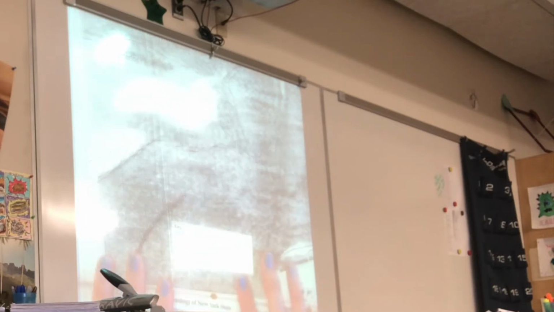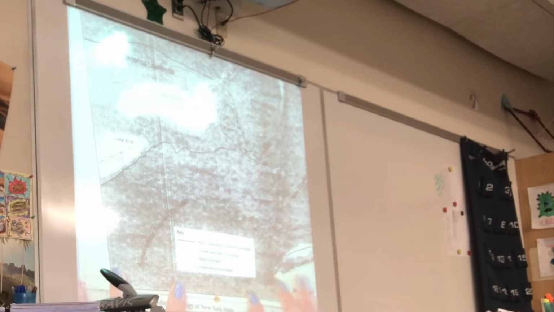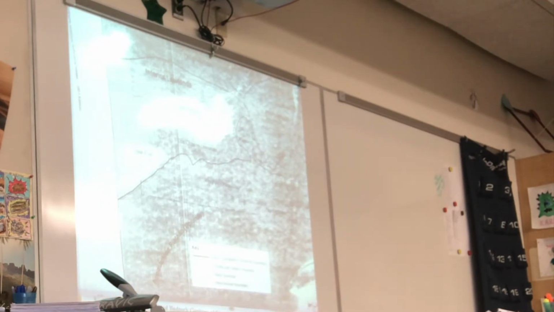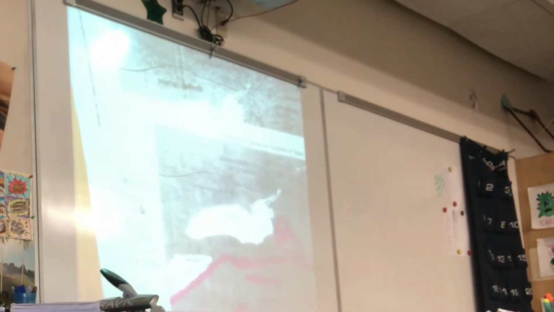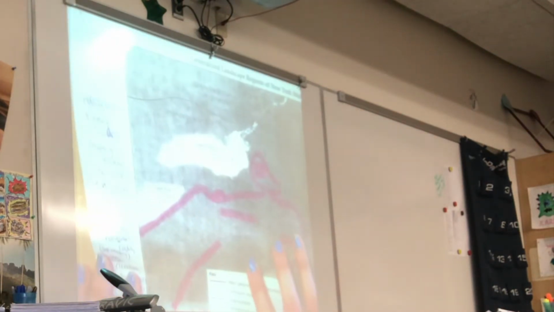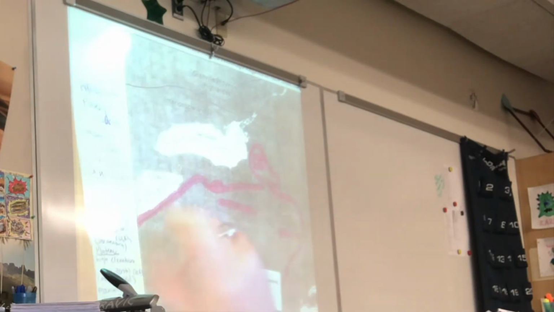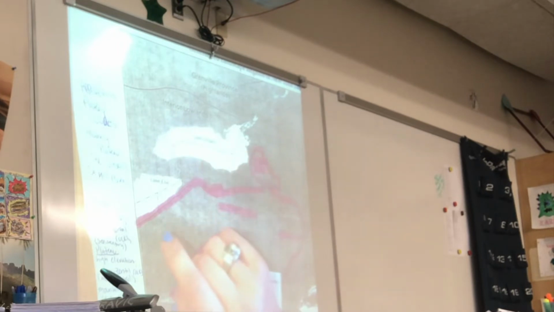So these are landscapes, and landscapes are defined by elevation and what the bedrock is like. So I will show you what mine looks like on here. And we'll be labeling this in class, so if you don't want to do that now, you don't have to. But if you want to write this, if you have it out, great. But again, you don't have to.